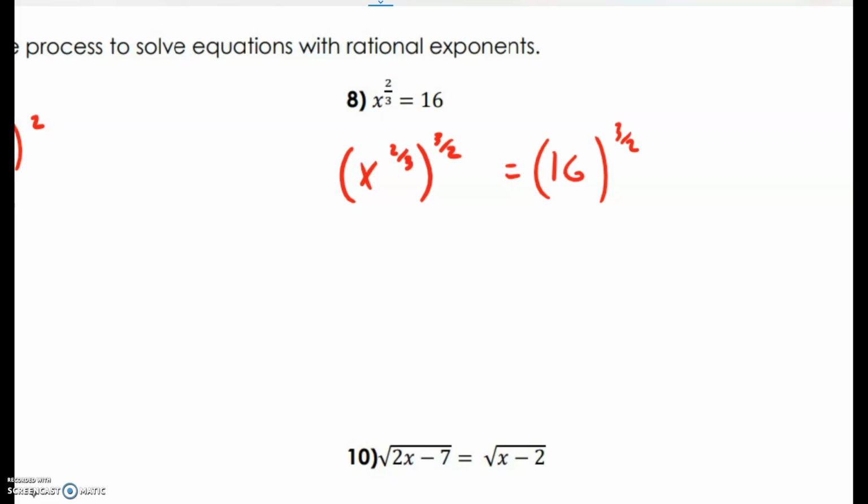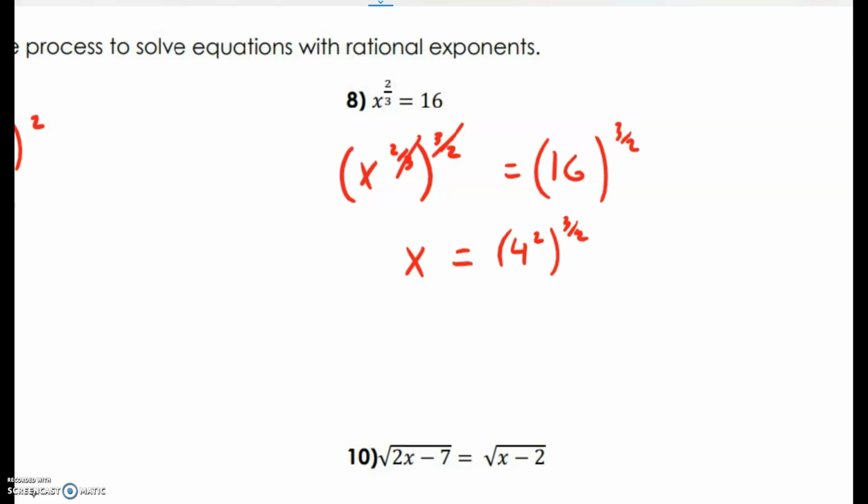And that should get rid of my fraction exponent on the left. Let's see. So 3/2 times 2/3, that does make 1. So I've got x to the first. And then 16 to the 3/2. Now you can evaluate that on a calculator, but just like we talked about earlier on, I like to rewrite anything that has a smaller base. I like to rewrite its base. So 16 is the same thing as 4 squared.